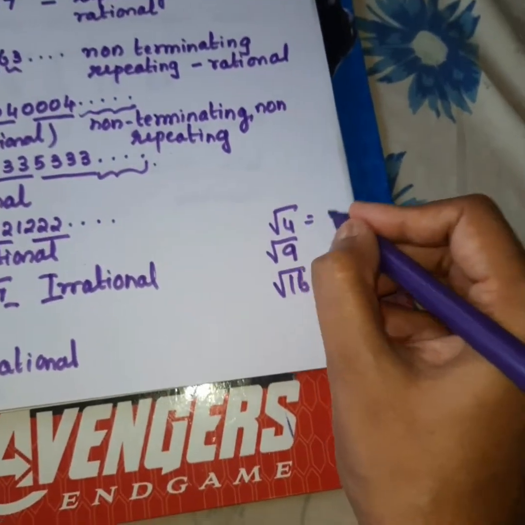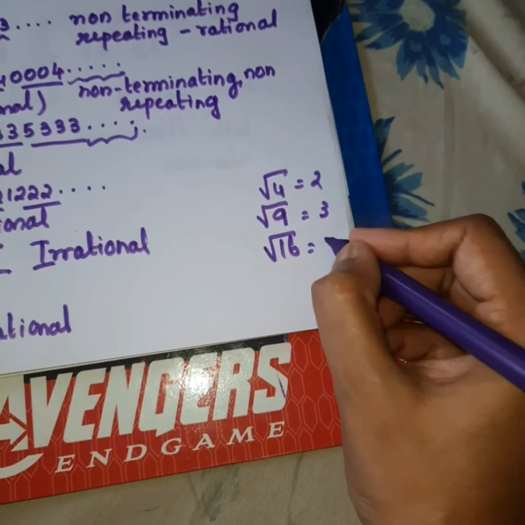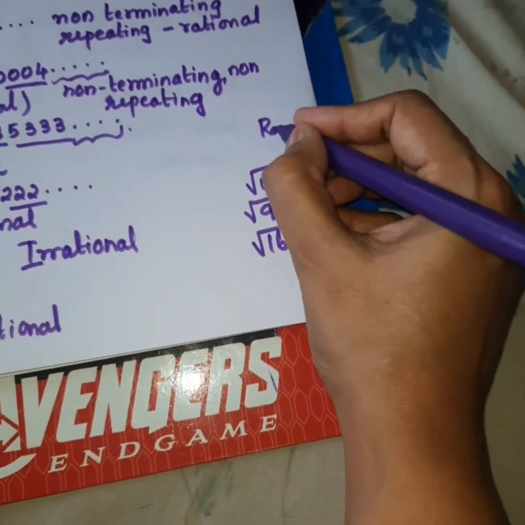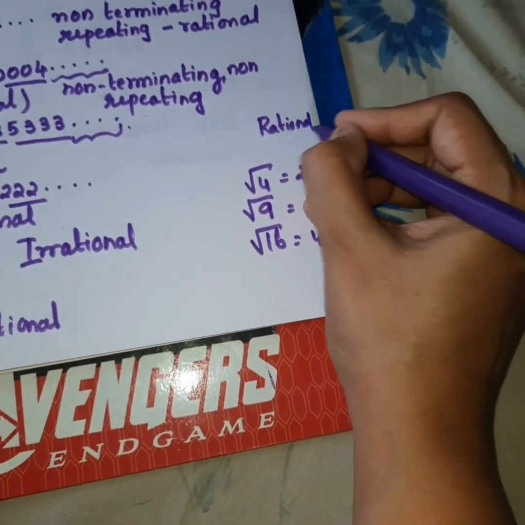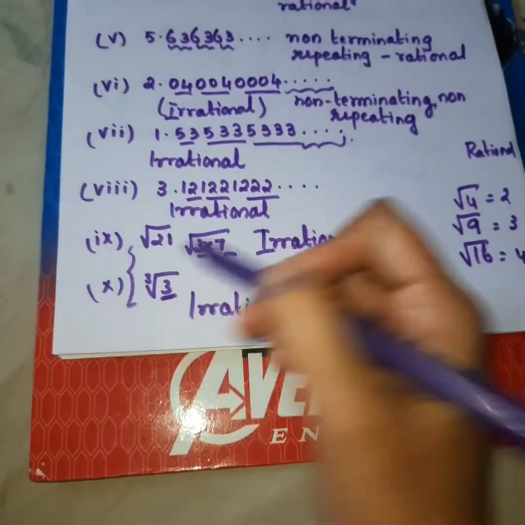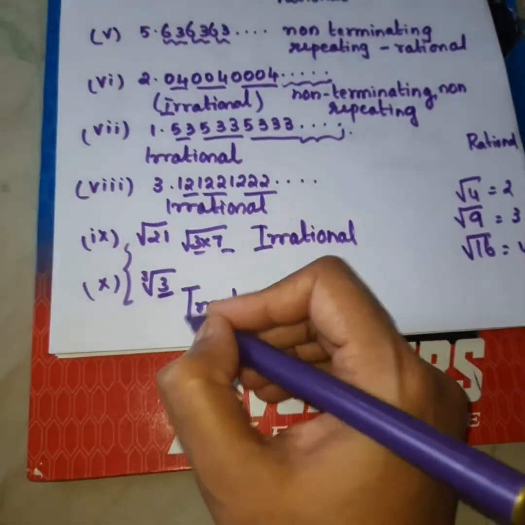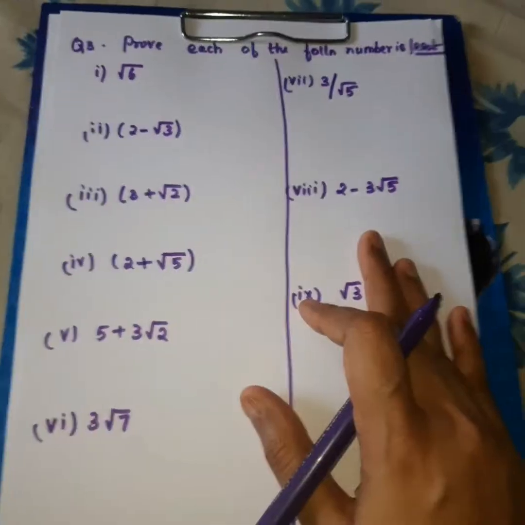Square root of 4 is 2, so rational. Square root of 9 is 3. Square root of 16 is 4. So all these are rational numbers, whereas these are prime numbers. So square root of the prime numbers, they are irrational.